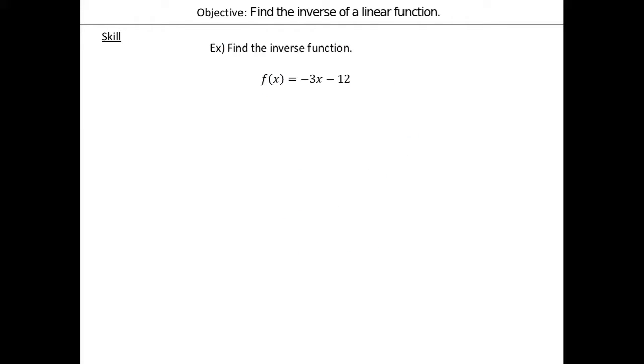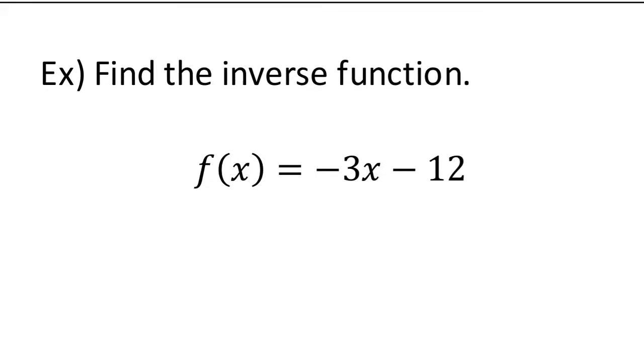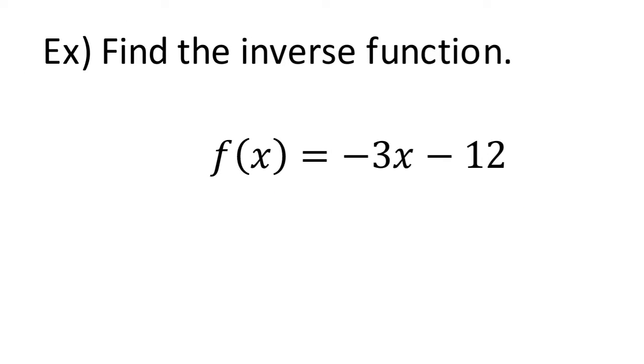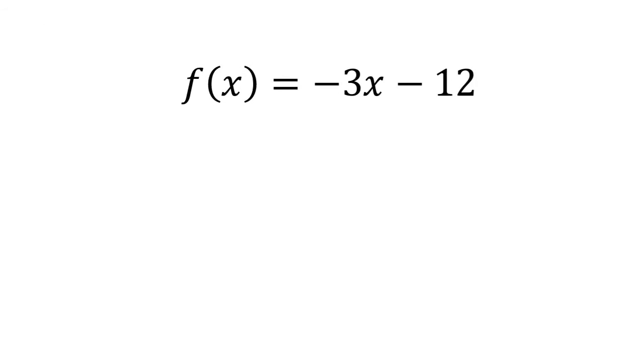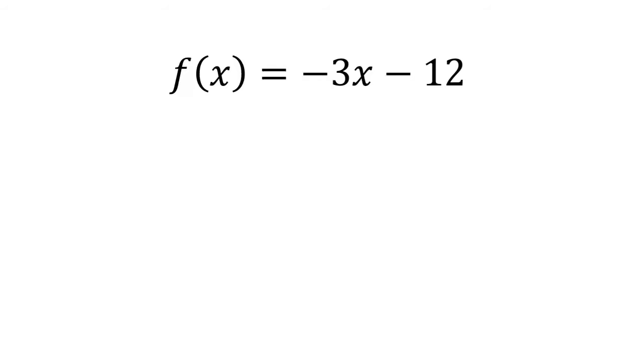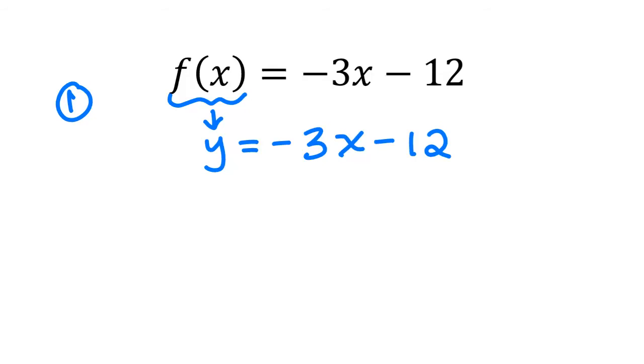So let's look at our first example. Can I have you guys please copy this example here? We have f of x is equal to negative 3x minus 12. All right, so again, our step number 1 is to switch this f of x. The whole thing is going to switch to a y equals, everything else stays the same, negative 3x minus 12.